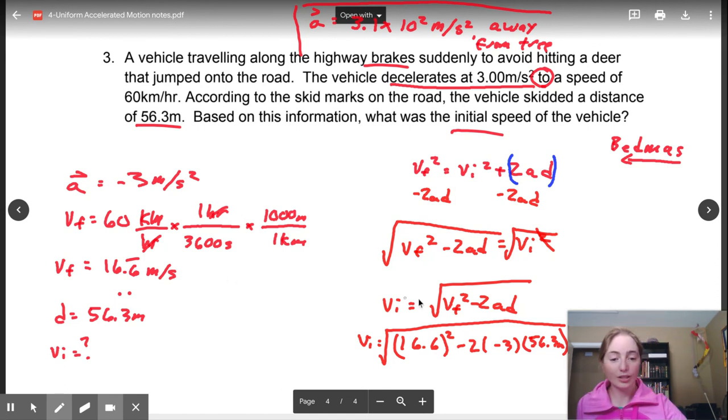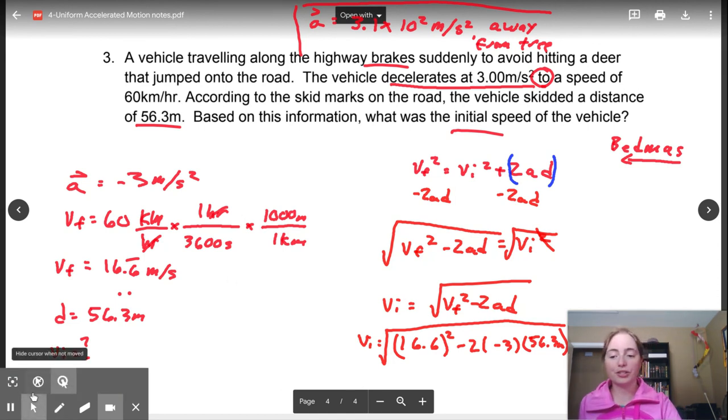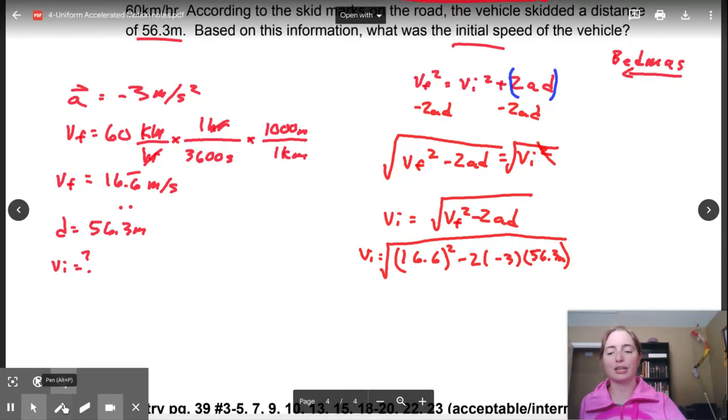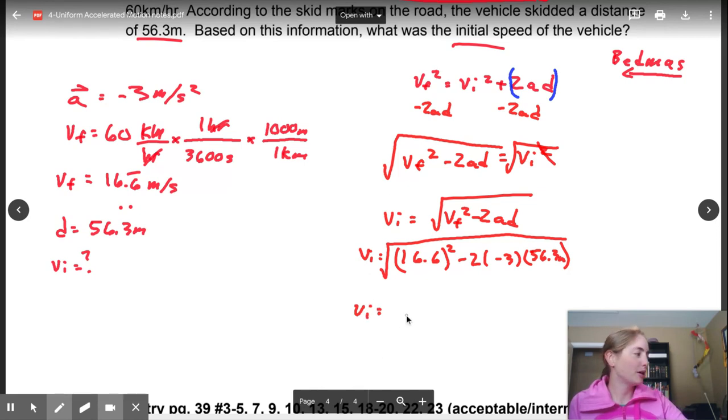Once you've put this equation into your calculator correctly, that's another really common thing I see, stuff being put into the calculator wrong. If you're having an issue with that, make sure you talk to me and we can work our way through that.